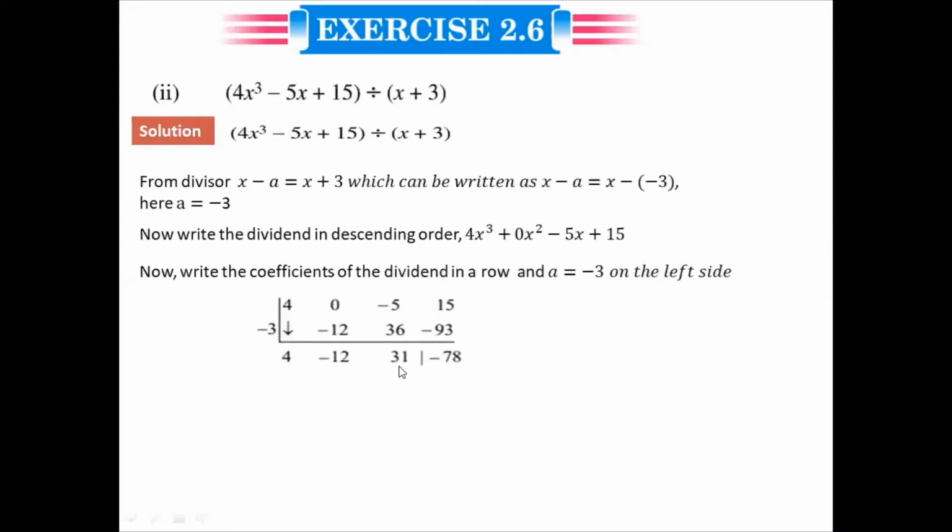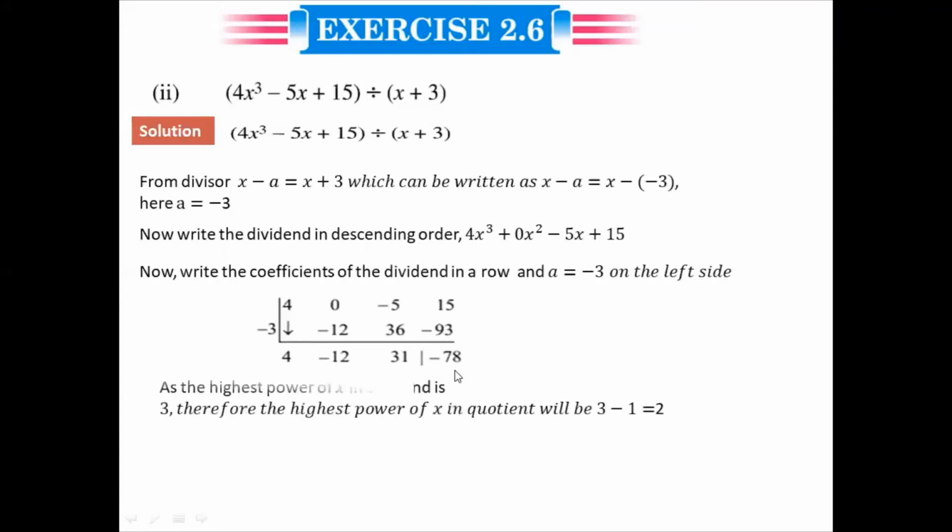Again we multiply 31 with minus 3, and when we multiply 31 with minus 3, we have minus 93, and we write this minus 93 under 15, and when we add up these numbers, we have minus 78.